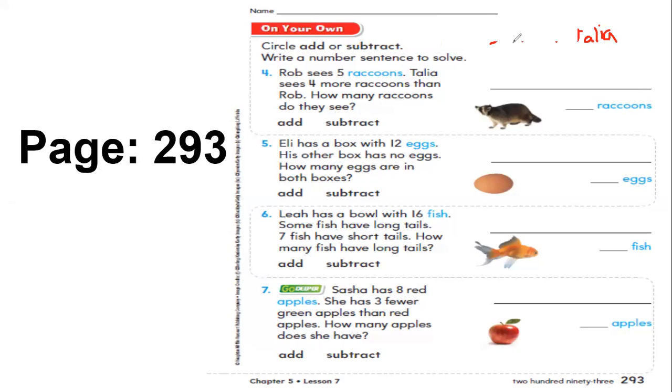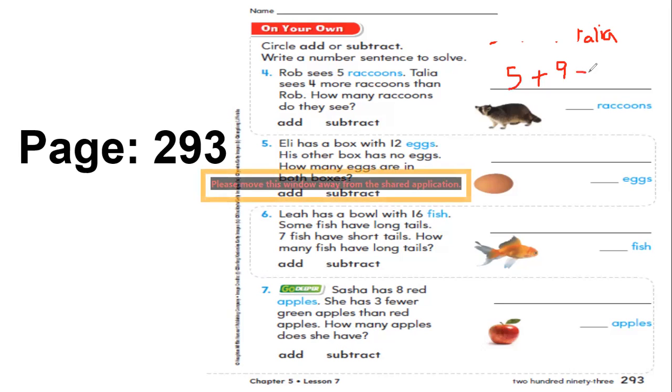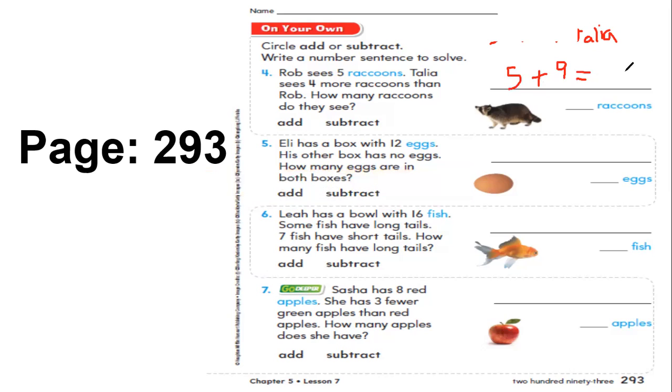So we are going to add. Rob sees 5 plus Thalia sees 9, because she sees 4 more than Rob. So 5 plus 9 equals 14. So we are going to do addition here. So circle add. So 5 plus 9 equals 14. So that is 14 raccoons. You have to read the question carefully and then picture it in your mind and then you can solve the problem.